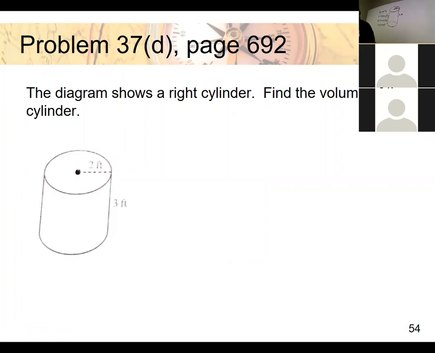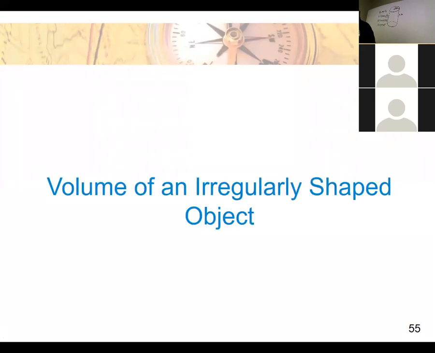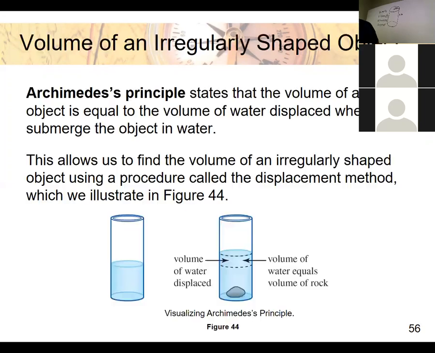Now let's say you had an irregularly shaped object and we want to find its volume. Here's where Archimedes' principle comes in. It states that the volume of an object is equal to the volume of water displaced when you submerge the object in water. And this will allow you to find the volume of an irregularly shaped object using a procedure called the displacement method, as you can see here.